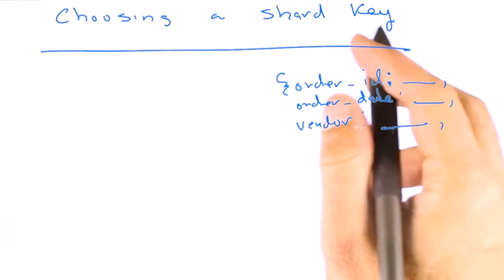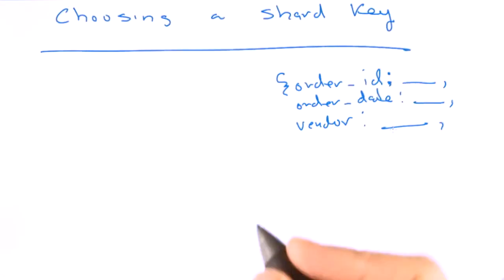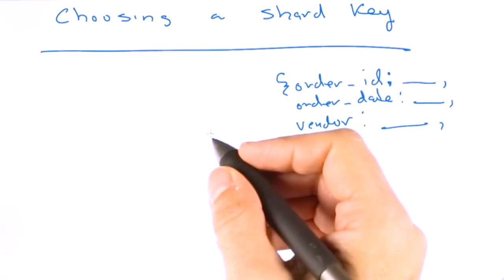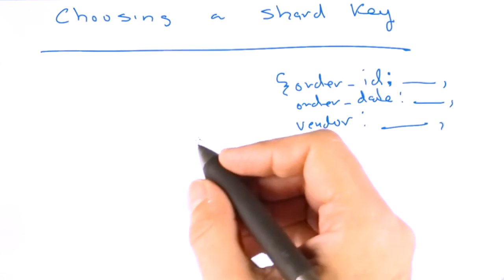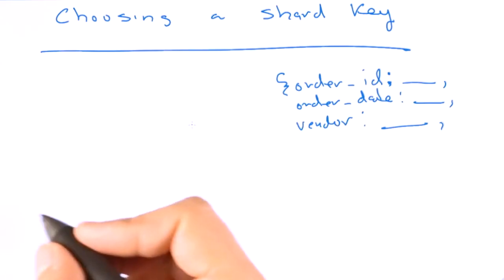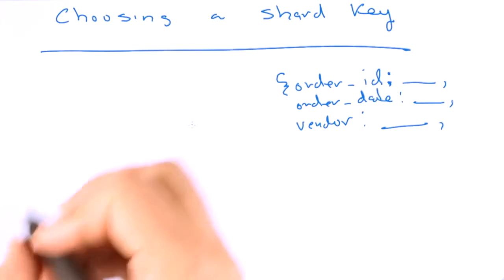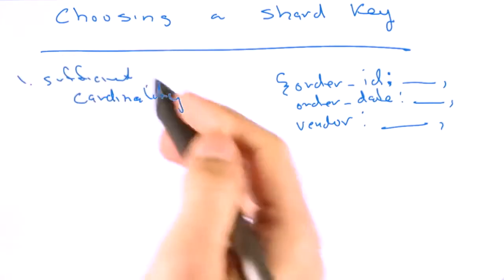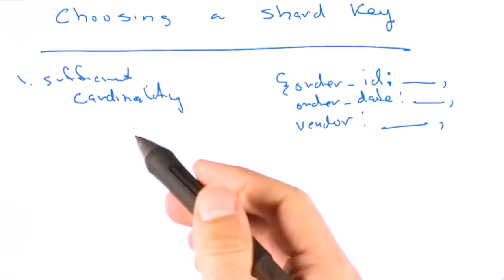Let's talk about how you choose a shard key in practice. This is important because it's going to determine what kind of performance you get from your shard configuration. The first thought is that you need to make sure that there's sufficient cardinality. By that I mean there's a sufficient variety of values.